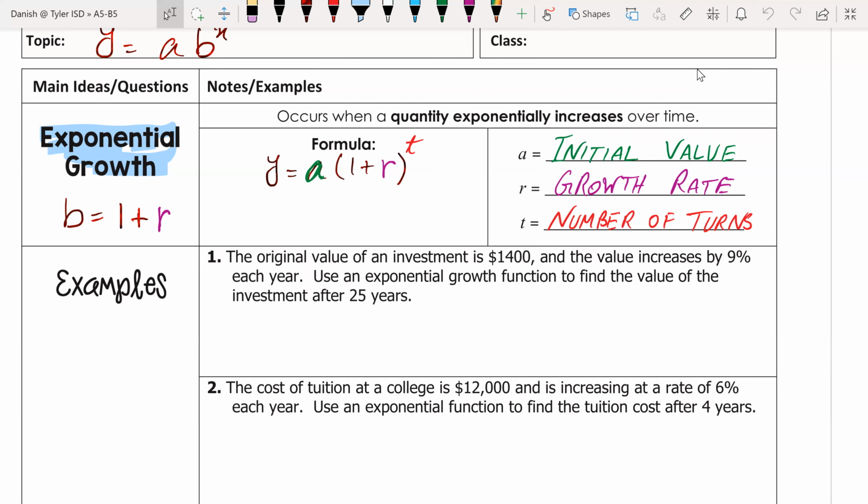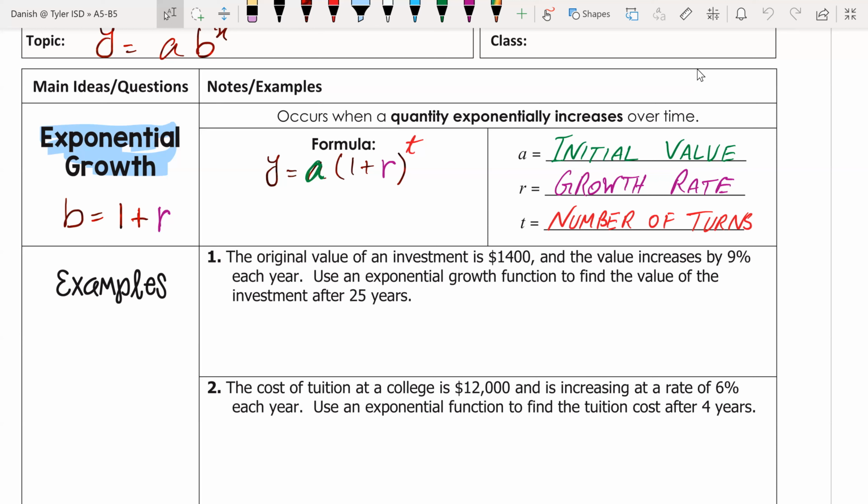Remember, on this function, y equals a times b raised to power x, how did we determine if it's an exponential growth or an exponential decay? What was the determining factor? Which of these parts in this function told us if it's a growth or a decay? A, B, or X? B. B told us if it's an exponential growth or a decay.